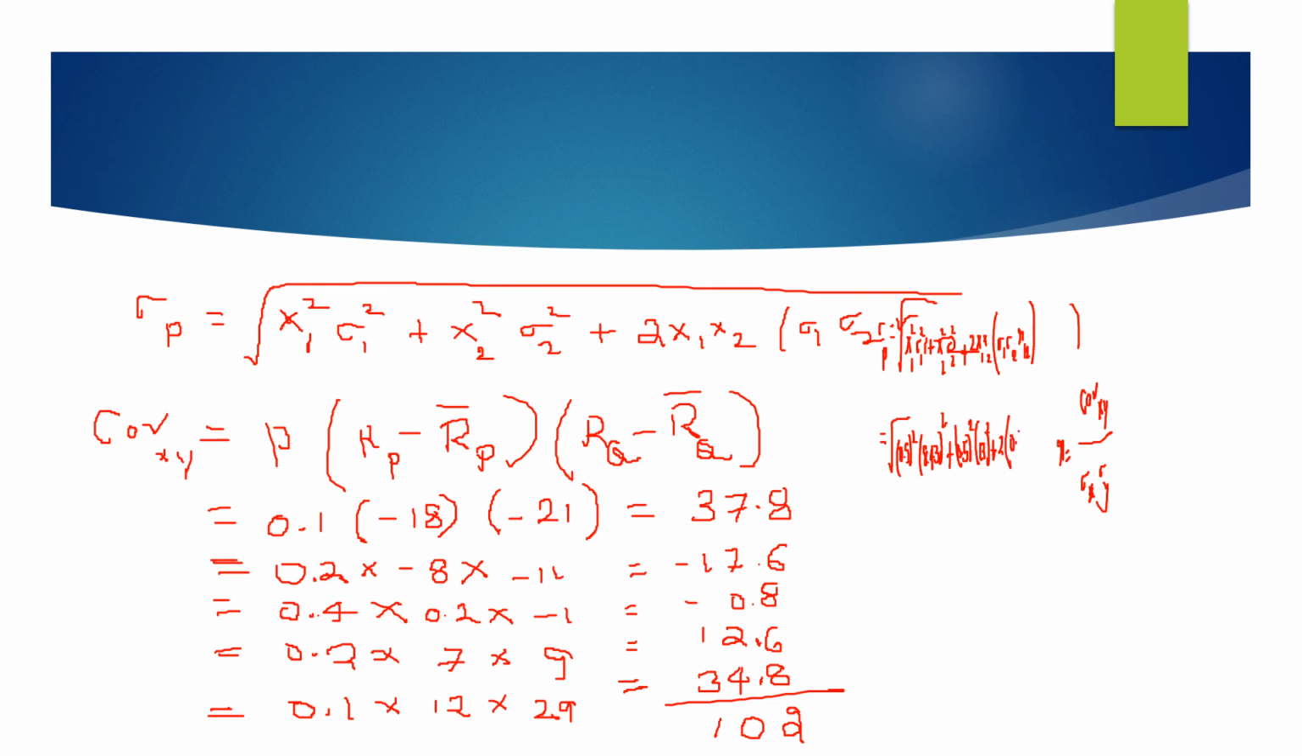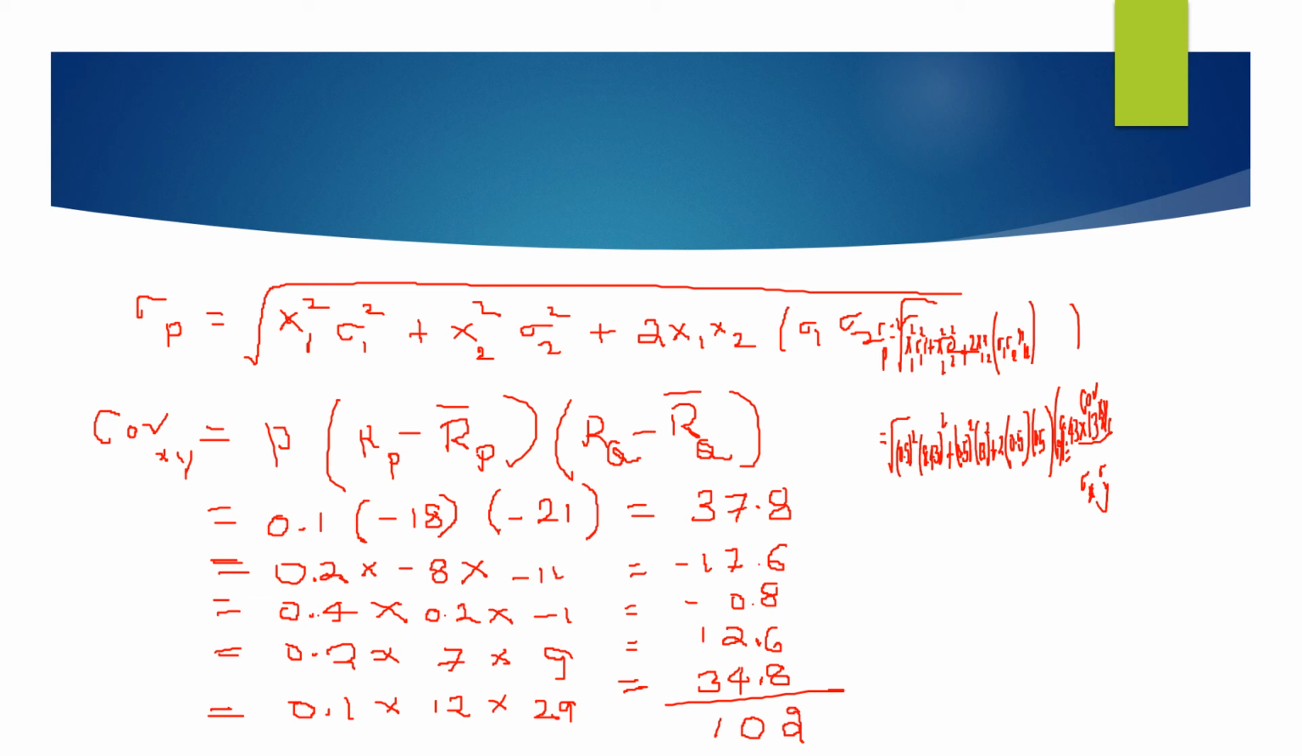What are the probabilities given? Those values, that is 0.1 into, already we have calculated this, Rp minus R bar p and Rq minus R bar q, just substituting the values here. So you are going to get values separately for each and every stock, and the covariance of the two stocks in total is 102. Now by substituting the covariance and standard deviation x and standard deviation y, we can find out r, that is the coefficient of correlation.